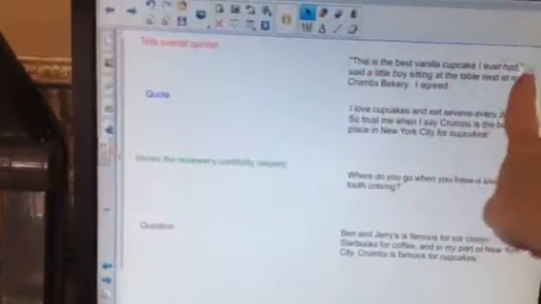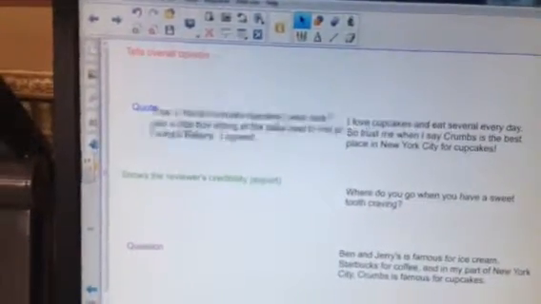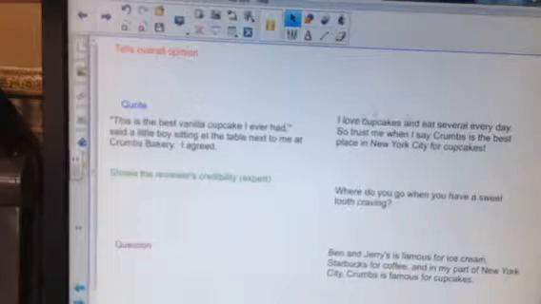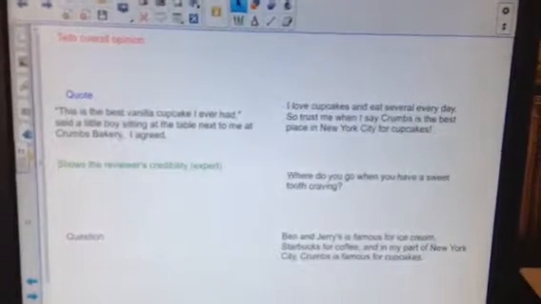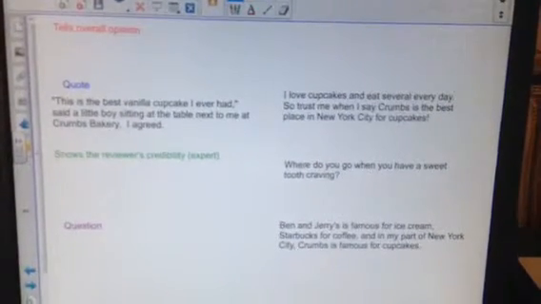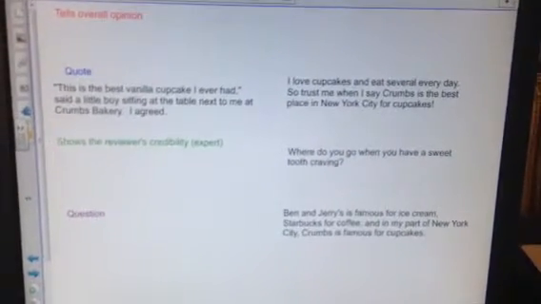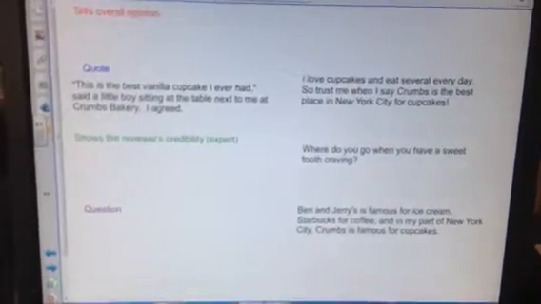It has the quotation marks and it says that somebody said. So what I'm going to do is I'm just going to slide this over under quote. Now let's take a look at this one. I love cupcakes and eat several every day. So trust me when I say Crumbs is the best place in New York City for cupcakes.